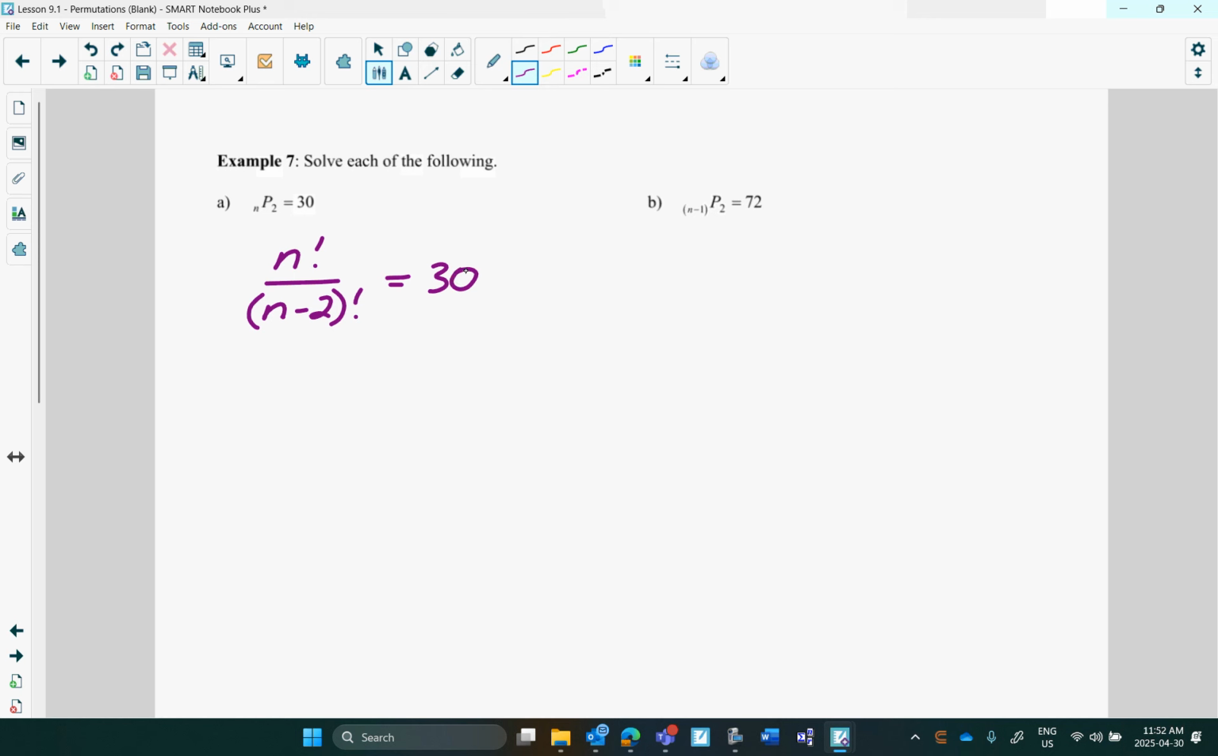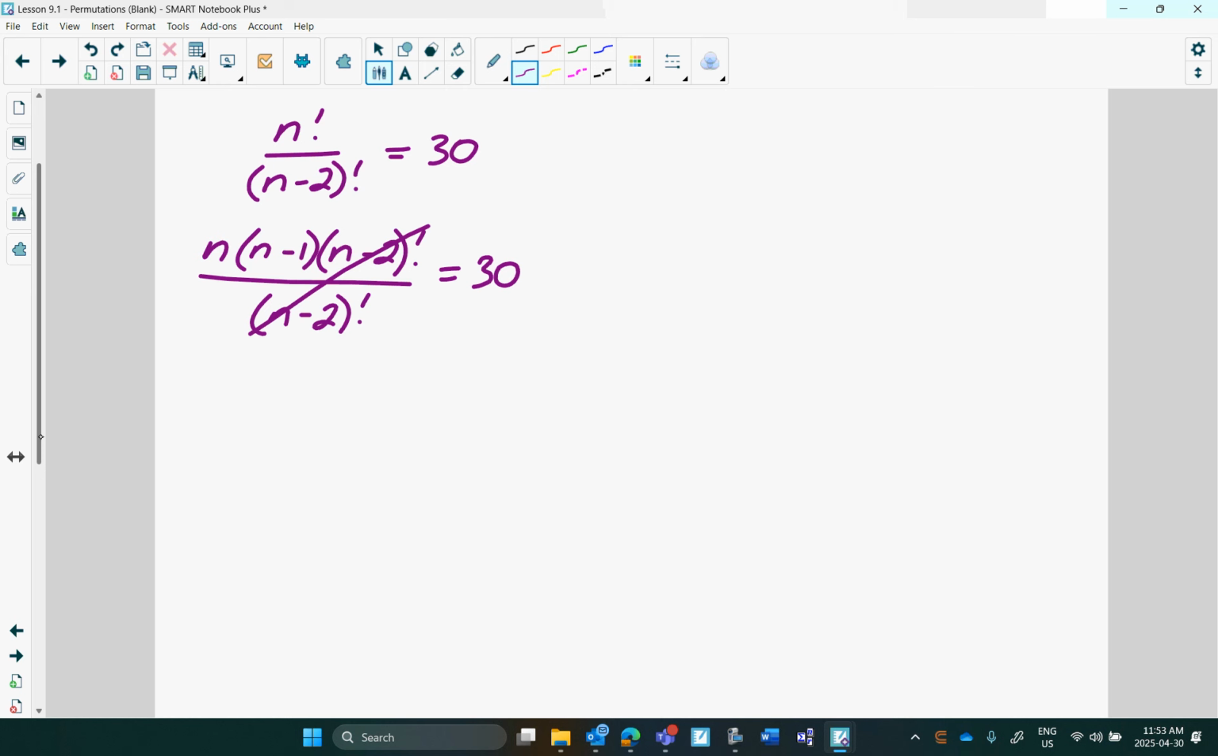Well, how do I solve a factorial equation? I got to get rid of the factorials. How do I get rid of them? N, take the bigger one and start writing down. N minus 1, n minus 2, stop there. So I can cancel the bottom. Notice the factorials are gone. So I'm left with n times n minus 1 equals 30.